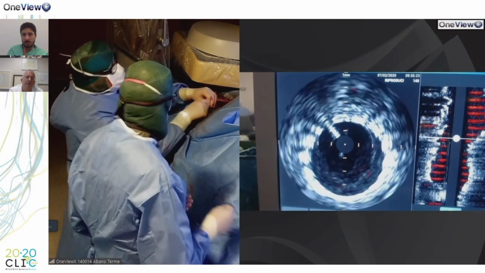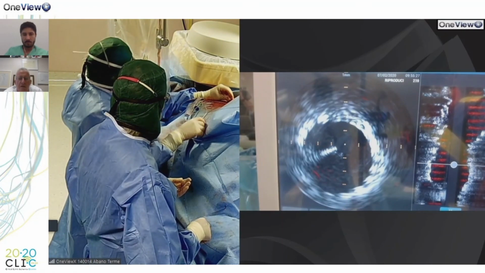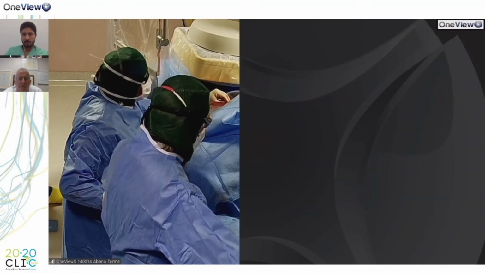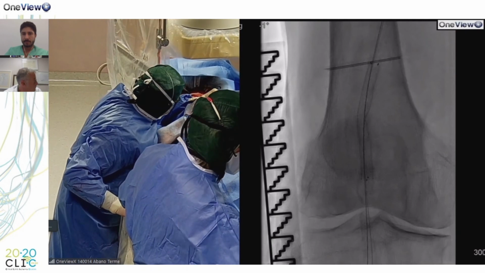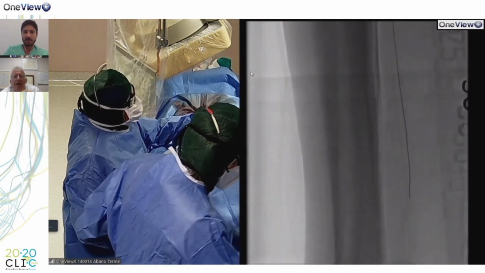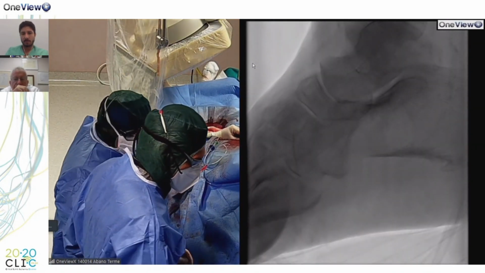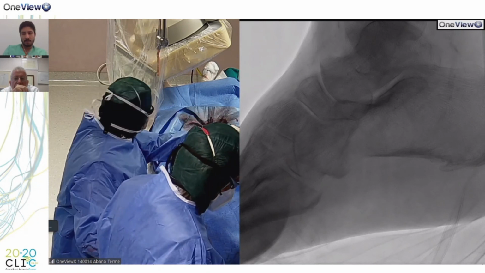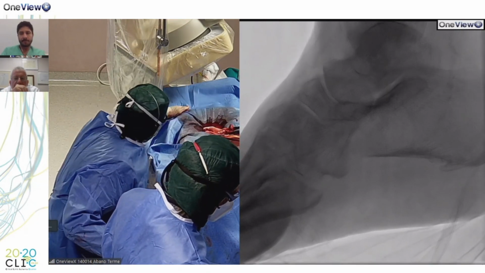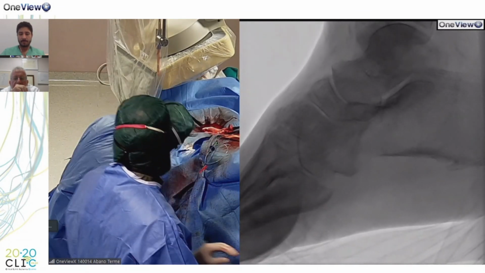Okay, can we have a CO2 on the foot and perfusion? Because we have only 10 minutes, I would like to see the acute result. Then we continue with the drug-eluting balloon. But let me check first the acute result in the foot.